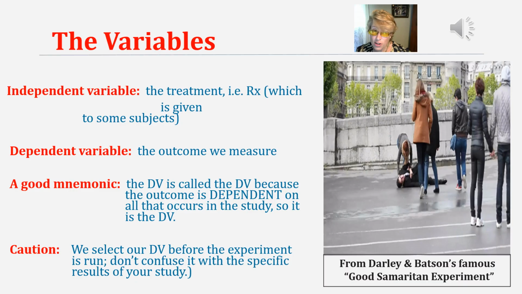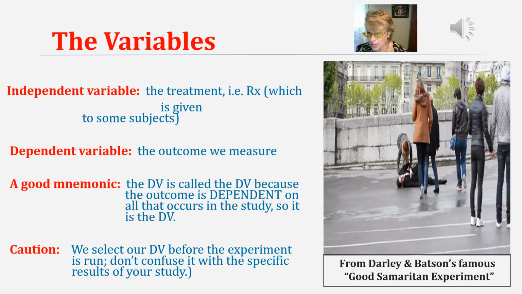Let's tackle the variables. In the experiment, we have the independent variable, which is the treatment. It means some subjects get it and some do not. I often do that when I'm recording the audio. So I hope I didn't get your head spinning too much. You're thinking between the group that gets it and what we find when we run the experiment, versus the dependent variable. We choose the dependent variable when we set up the experiment. It is the very specific outcome that we measure once we run the experiment.